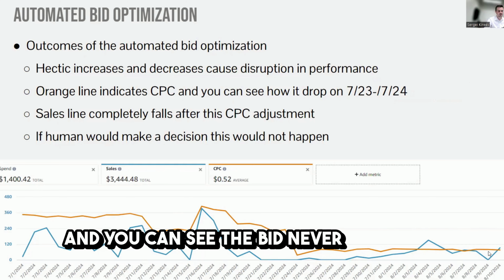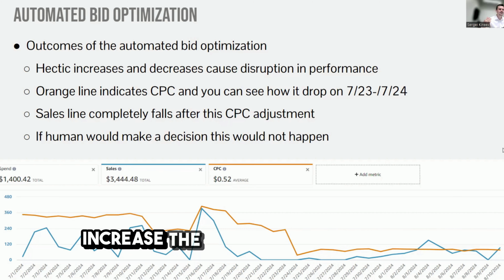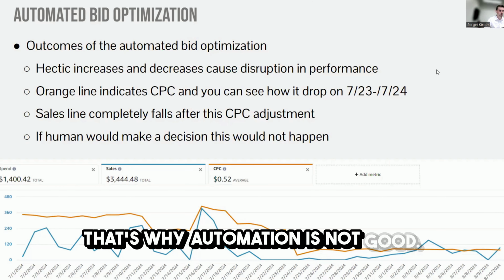And you can see the bid never increased, right? Because bid automation didn't have a rule to increase the bid that was decreased. No one checking. That's why automation is not good.